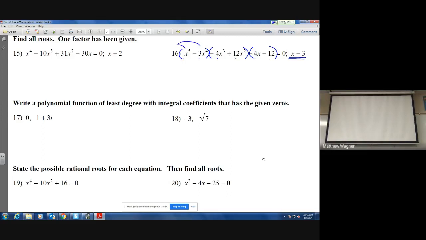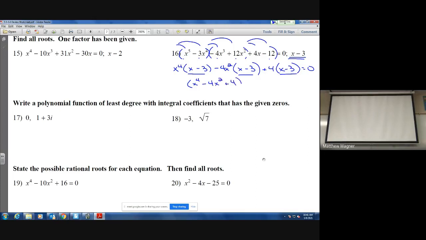In my first group, I'm able to factor out an x to the 4th. I'm left with an x plus 3. In my second group, I'm going to take out a negative 4x squared. I'm left with x plus 3. And then in my third group, I'm able to take out, sorry, I'm kind of confused. There we go. So I'm going to take out a positive 4, and I'm left with an x minus 3.